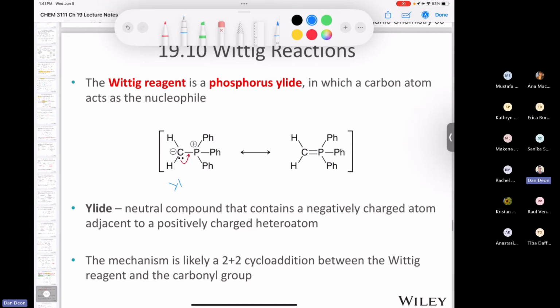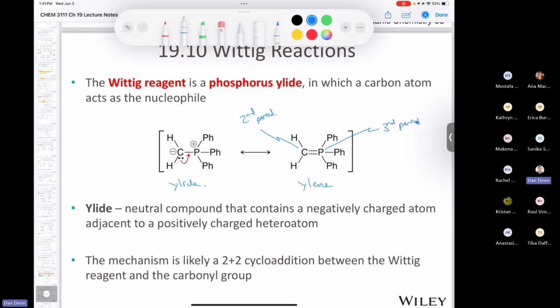Here is our ylide, and this form over here has its own name. It's called the ylene form. Now, again, if you're looking at this and going, why do you not draw it like that? Why would you choose to draw it as this zwitterion, this ylide thing? It's a good question. Remember that carbon is in the 2nd period, whereas phosphorus is in the 3rd period.